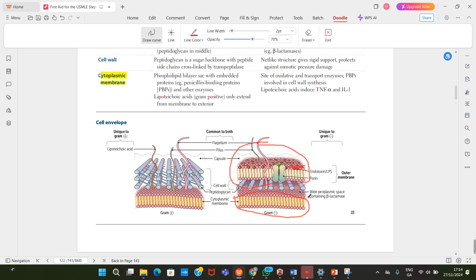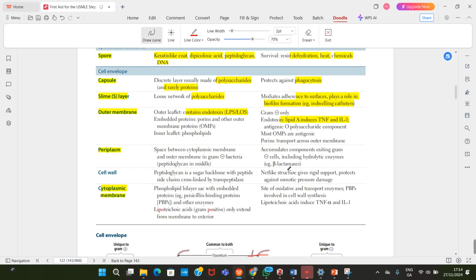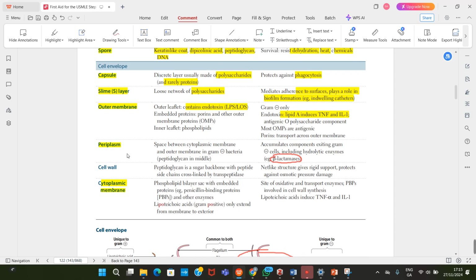And what does it contain? Hydrolytic enzymes. That is where they keep their enzymes, particularly the hydrolytic enzymes. And which hydrolytic enzyme are we talking about? Beta-lactamase. We're going to talk about this later, just hold on to it. The beta-lactamases are hidden within the periplasmic space, which you typically find between the outer membrane and the cytoplasmic membrane.